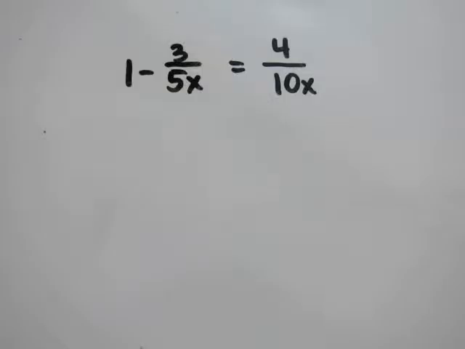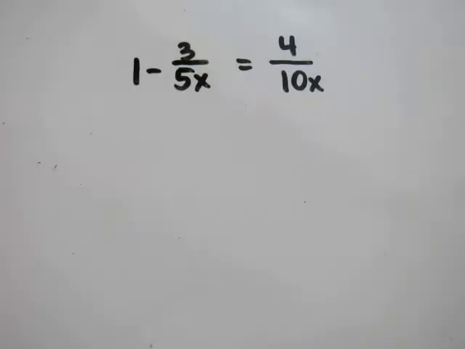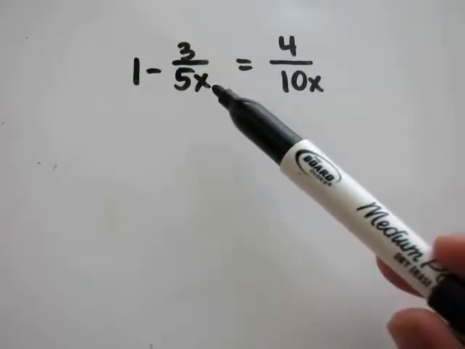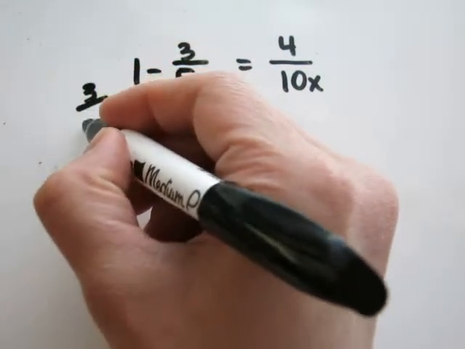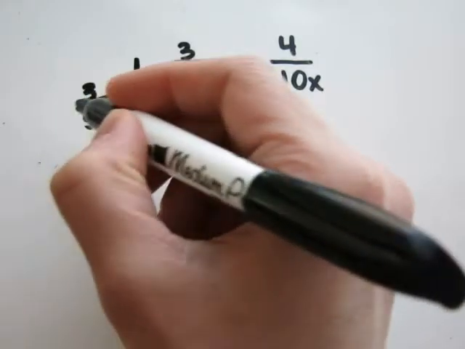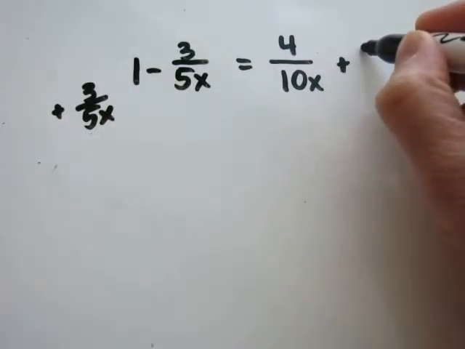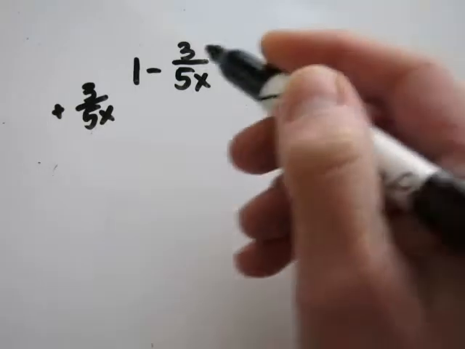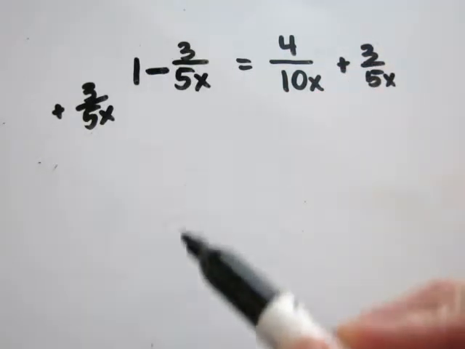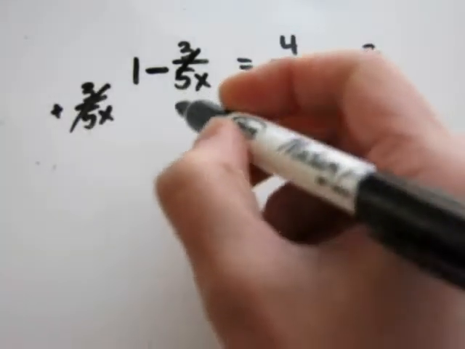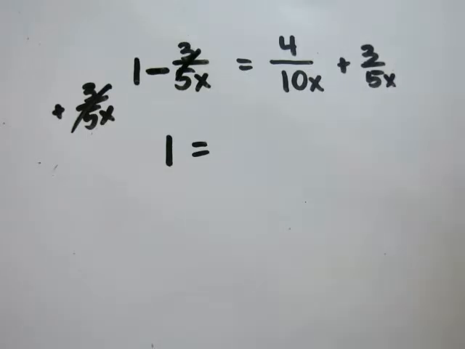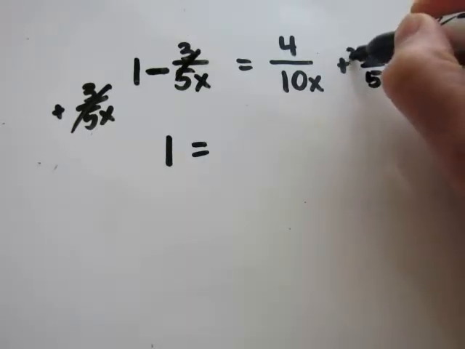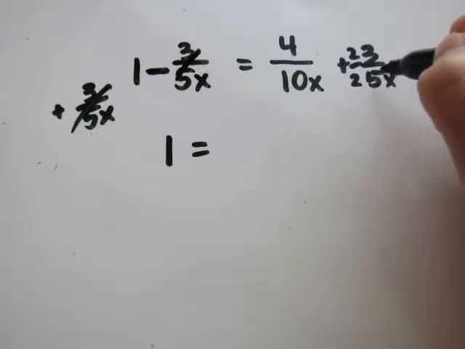Problem 21. 1 minus 3 over 5x equals 4 over 10x. My first step would be to get this denominator with an x on the same side. To do that, I'm going to add 3 over 5x to each side. And I'm adding because I'm subtracting here, and that way they'll cancel out. I'll need the common denominator to add these two fractions together. Just multiply 2 over 2 to get it.